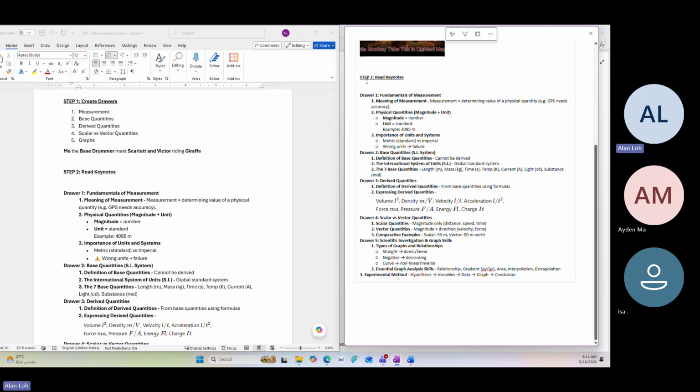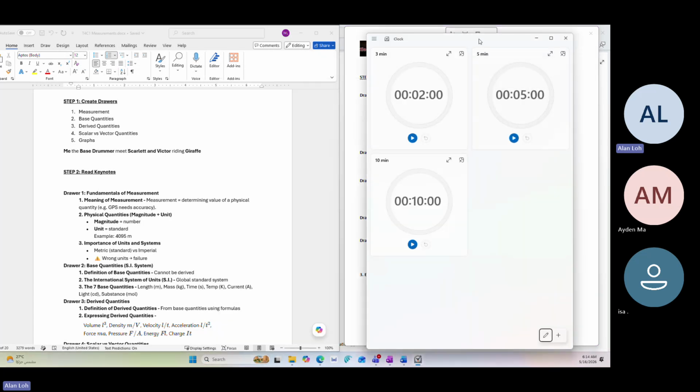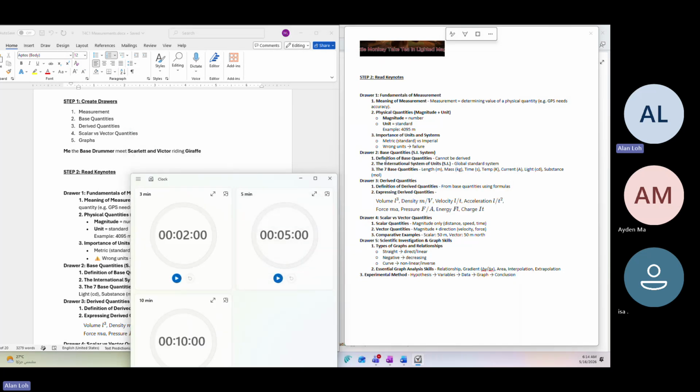So let's go to step 2, keynotes. Just like I always say, I start with the understanding level from 1 to 10. 10 is the highest, 1 is the lowest. Your understanding after reading these keynotes should be between 1 and 2, which is still a very low level. So if you don't understand when you read this, that is fine. Let me pull out my clock first. Let's take 2 minutes to read from drawer 1 until drawer 5, until the conclusion. Start now.